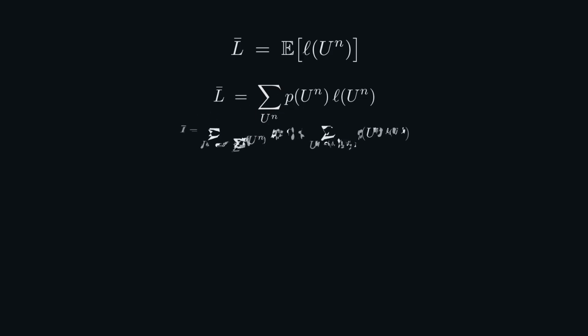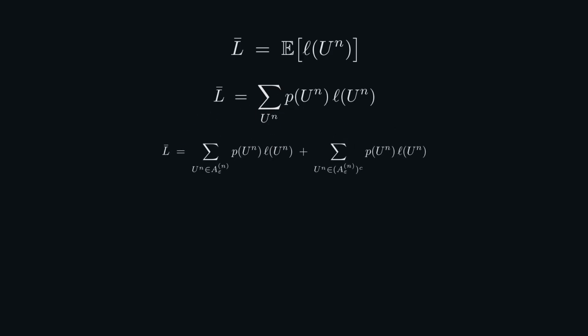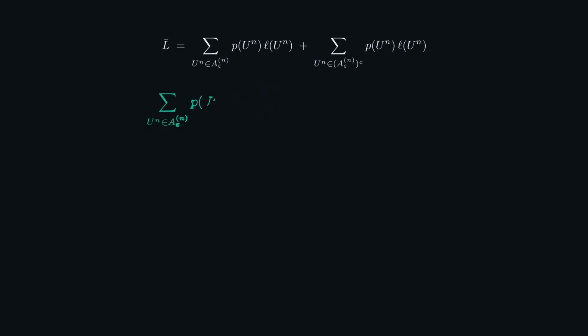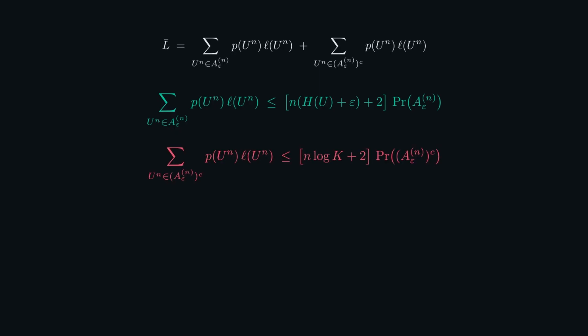We can quantify how good this scheme is with its average code word length, which is the expected value of a code word's length over all code words. This gives us a sum over all sequences of the probability of a sequence times its code word length. We can simplify this expectation by splitting into two sums for the typical and atypical sequences. We can then upper bound the code word length for the typical set sum using our previous result, plus an extra bit for the flag bit. We can then do the same for the atypical set sum. The sums can then be simplified to the probability that an arbitrary sequence is typical or atypical.